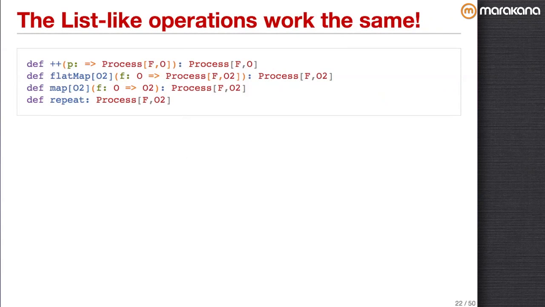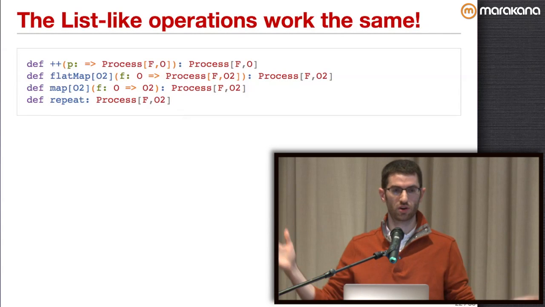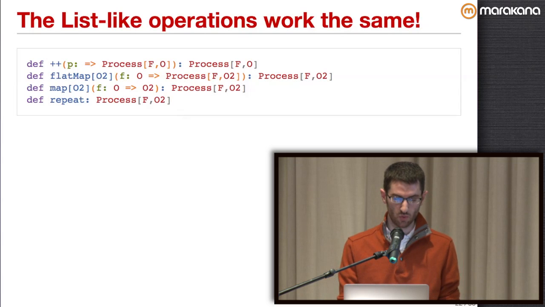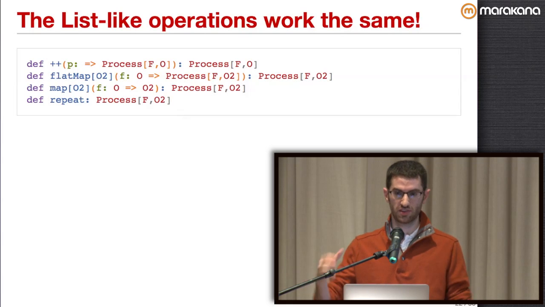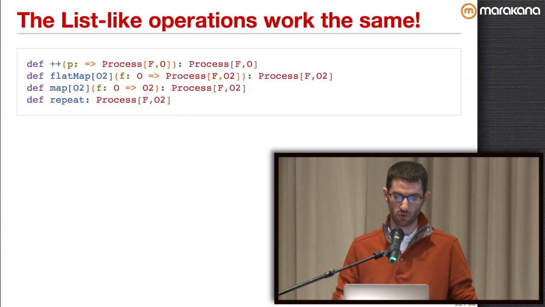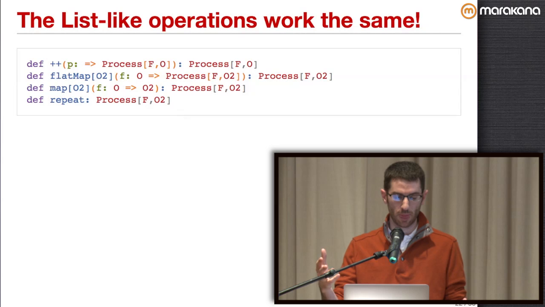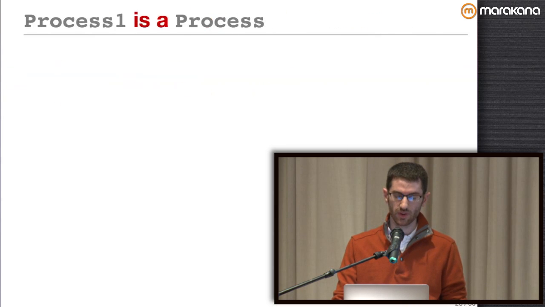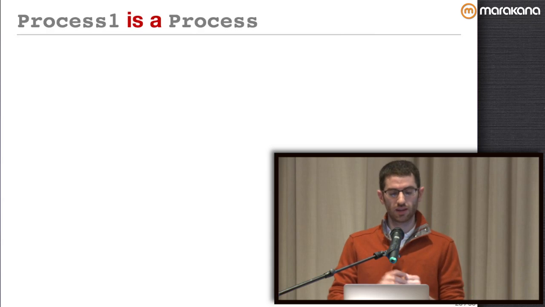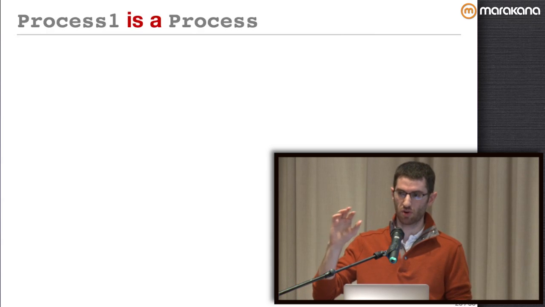So first of all, let's notice that a lot of the operations that we've already defined for process are going to work exactly the same. So we can still concatenate two processes, these generalized processes. Run the first, when it halts, run the second. That still works the same. Same deal with flat map and map. So that's good.